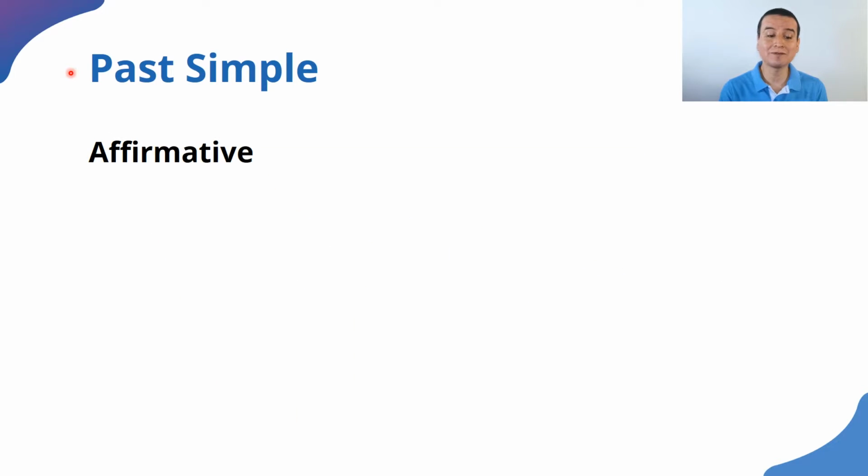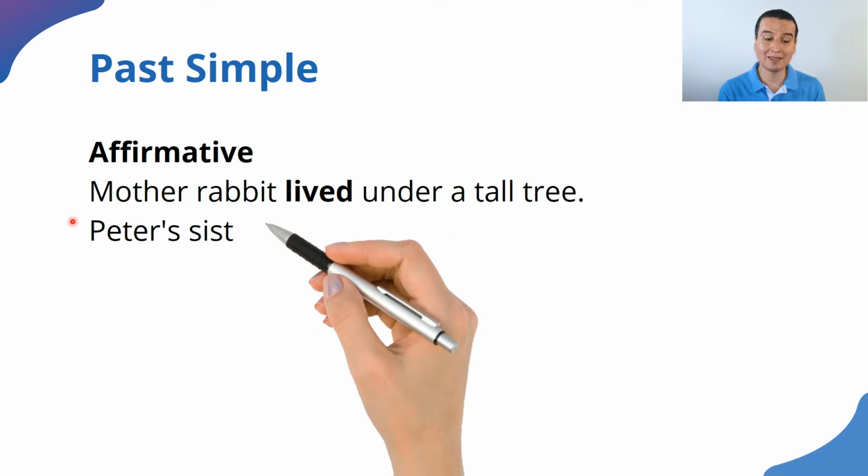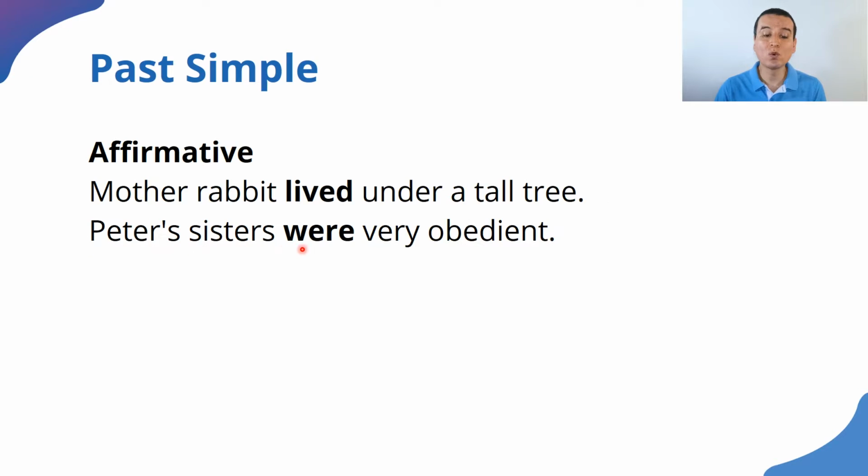So, in the affirmative, we have an example here. Mother Rabbit lived under a tall tree. As you can see, in this sentence, we have the verb lived, and lived is in the past form. Why? Because we know that it ends in ed, and regular verbs form the past tense ending in ed. That's the case with lived. But some verbs form the past using an irregular form. For example, in this sentence, Peter's sisters were very obedient. The verb be is irregular, and that's why it doesn't end in ed in the past.